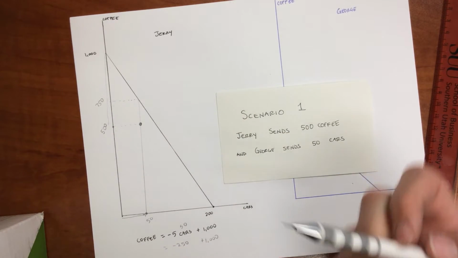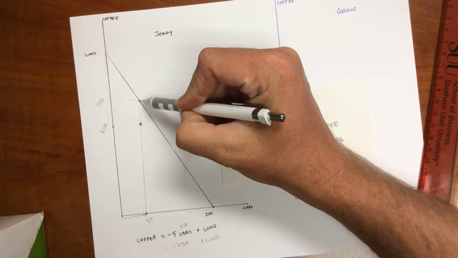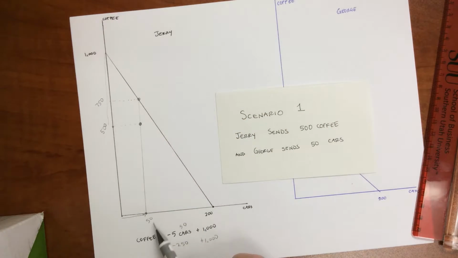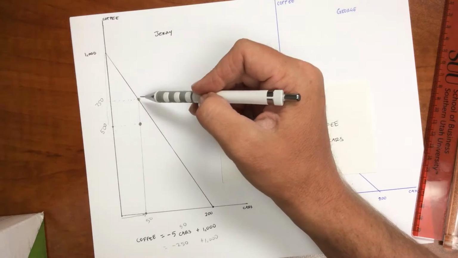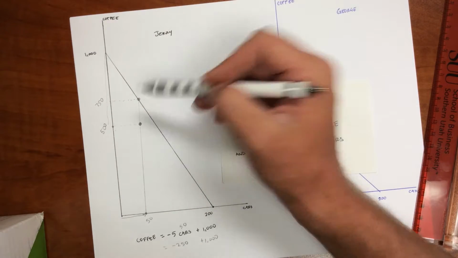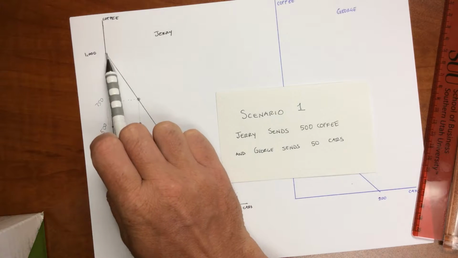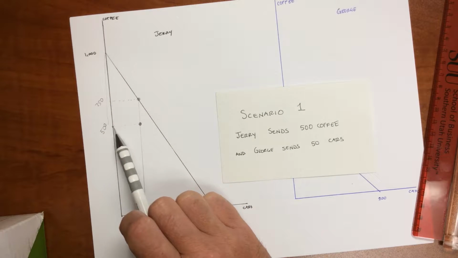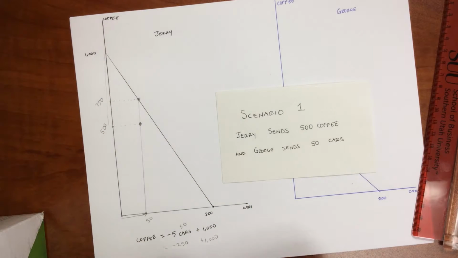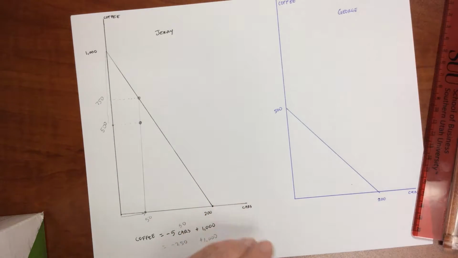And Jerry says, well, I can actually do better than that on my own. I can produce 50 cars and still produce 750 coffee. Whereas if I send George 500 cups of coffee, I go from 1,000 down to 500, and I'll only get 50 cars in return. And so in this example, Jerry says no, and he would not want to make this trade. Let's look at scenario 2.